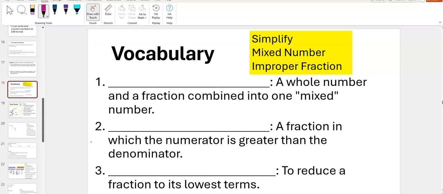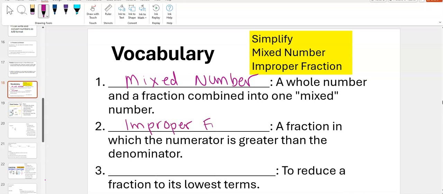All right, we're on our way. Let's review some vocabulary words of fractions so that we can work on turning all our fractions into A-B format. So, as you might remember, a whole number and a fraction combined into one is called a mixed number. A fraction in which the numerator is greater than the denominator is an improper fraction. And to reduce a fraction to its lowest terms, we call that simplifying. All right, make sure you get those 3 words in your notes.